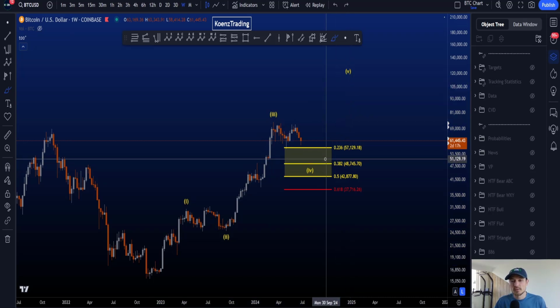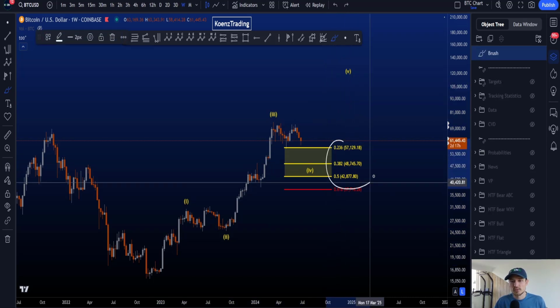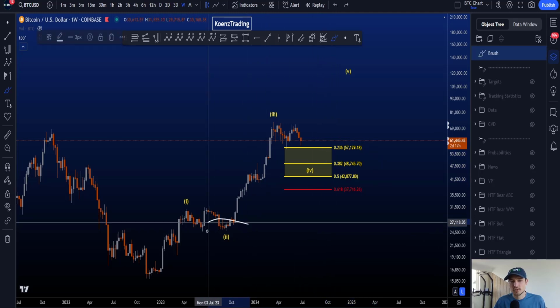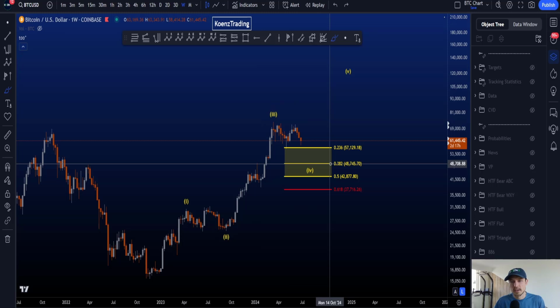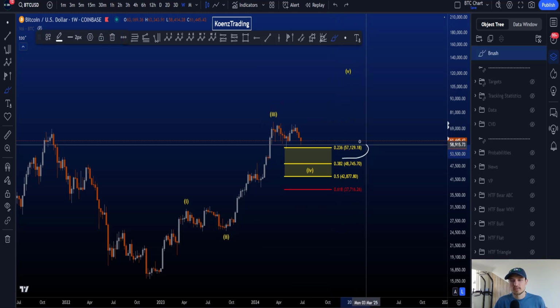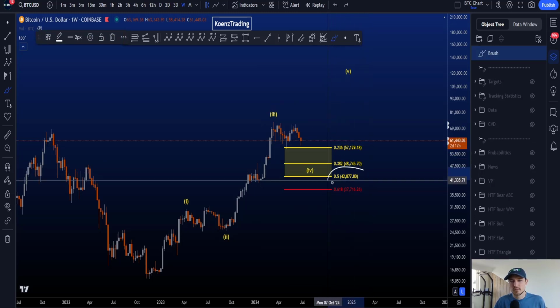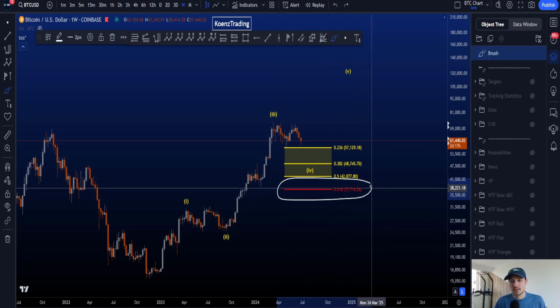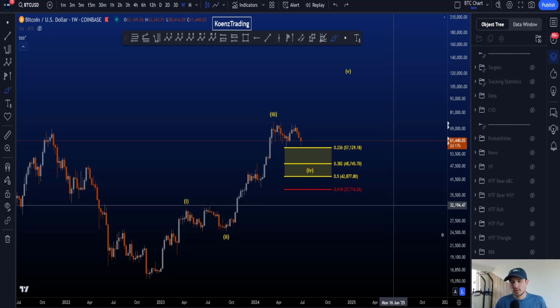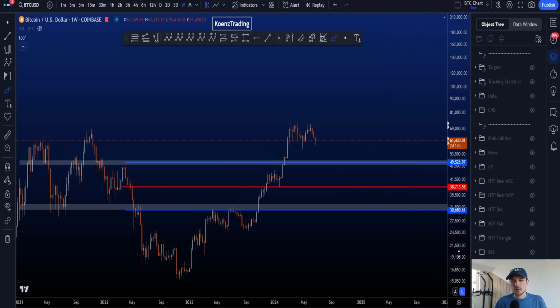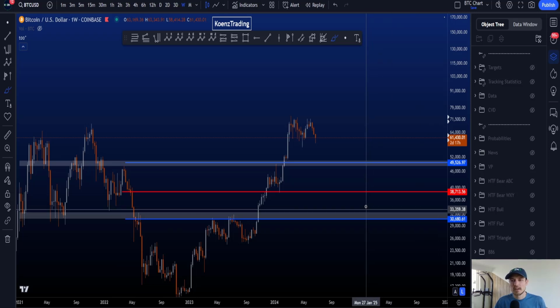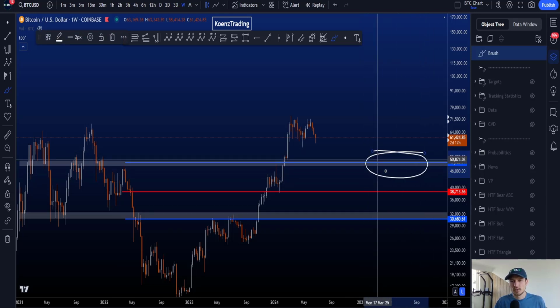The common target for your wave 4 here is the 0.236 to the 0.5 Fibonacci, taken from the low of 2 to the high of your wave 3, giving you a target between 57.2k and 42.8k. The invalidation for this scenario is 37.7k. Preferably, however, we don't move below the value area high that I have on my chart at 49.5k.